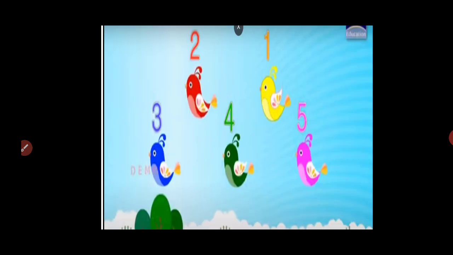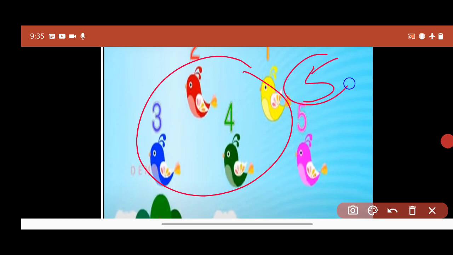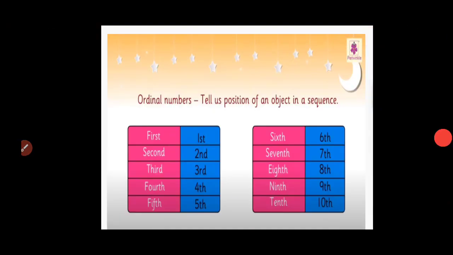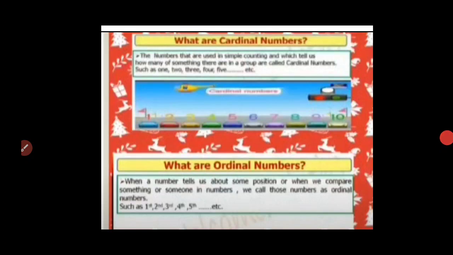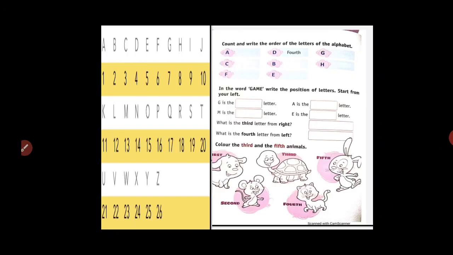Now look at this picture. How many birds are there? 5 birds. So the number 5 is which type of number? Ordinal or cardinal? What did we just read? That whenever we count simple numbers, they are called cardinal numbers. So number 5 is a cardinal number.